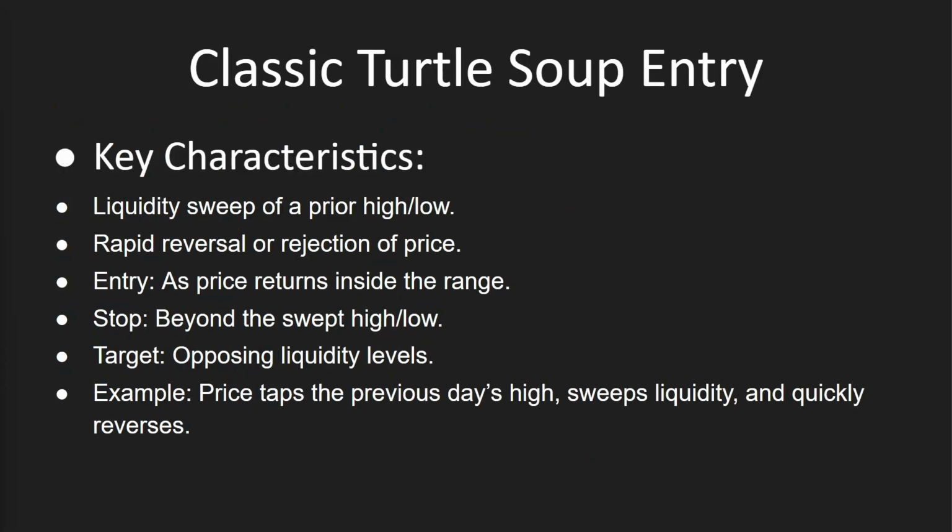Continuing on with our classic turtle soup entry, our key characteristics are going to be a liquidity sweep of a prior high or low, and a rapid reversal or rejection of price, entering as price returns inside of the range. Of course, we understand what range we're delivering outside of, whether it's the Asian range during a London manipulation or continuing from a London manipulation into, like we said, a New York continuation.